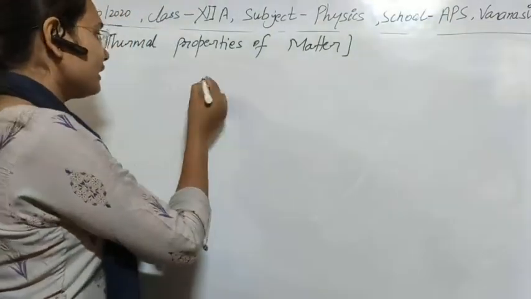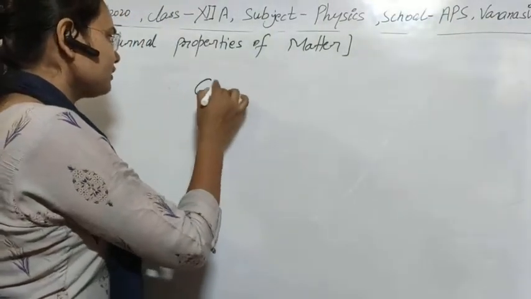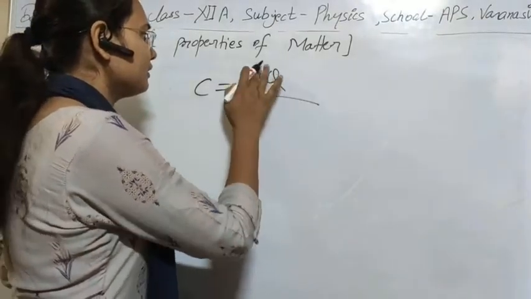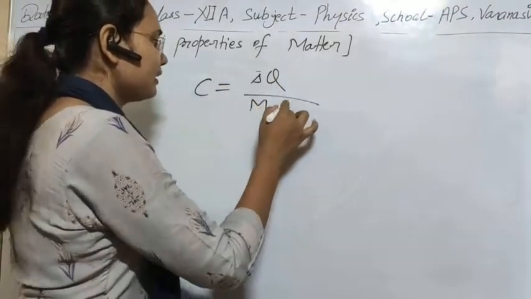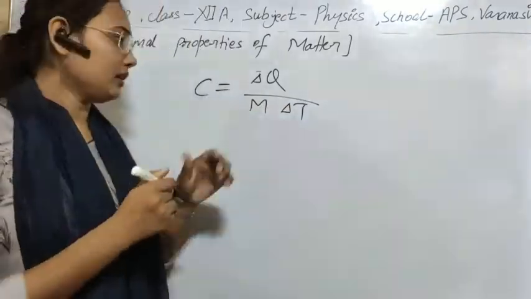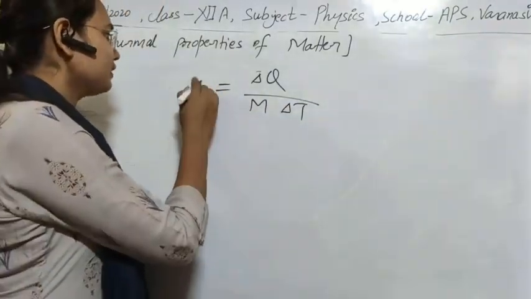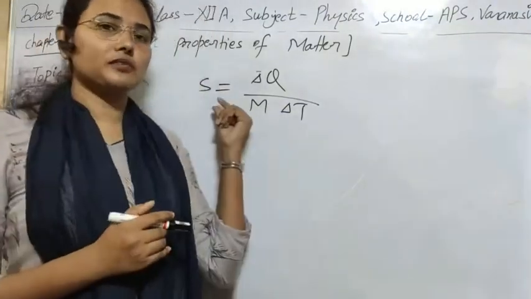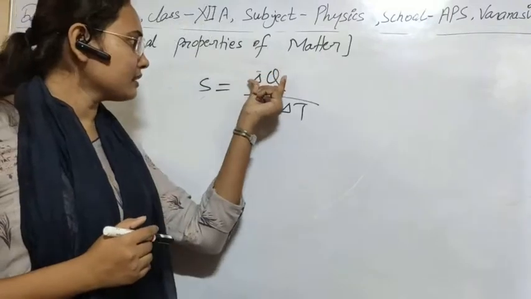As we know, the specific heat is given by delta Q upon m delta T. If you are confused, you can simply write it as x. The molar specific heat of, suppose this is the gas, is equal to this.